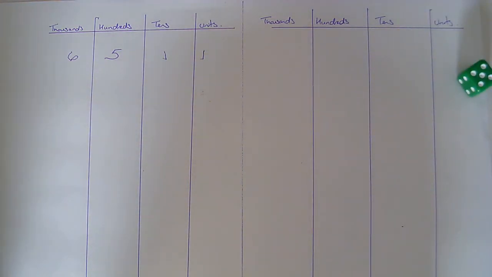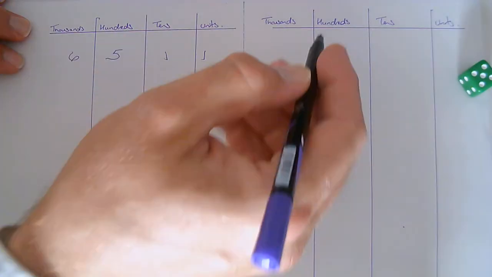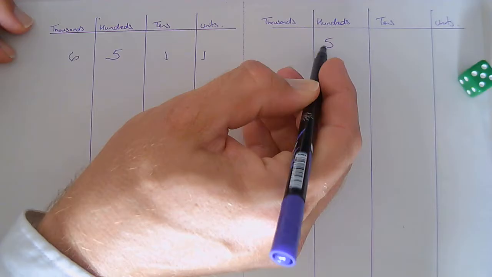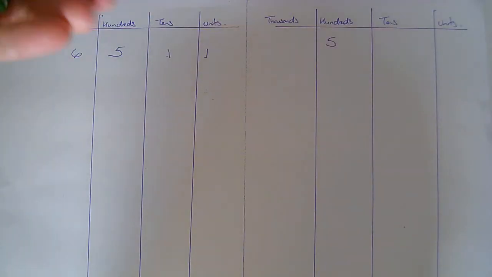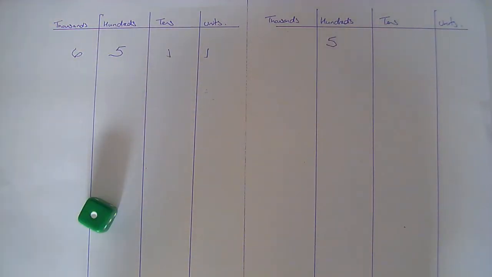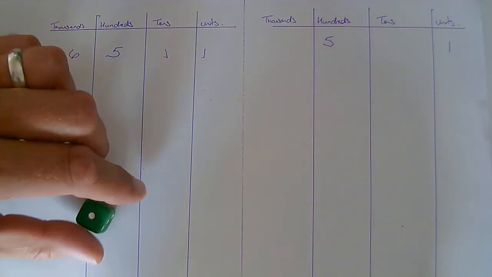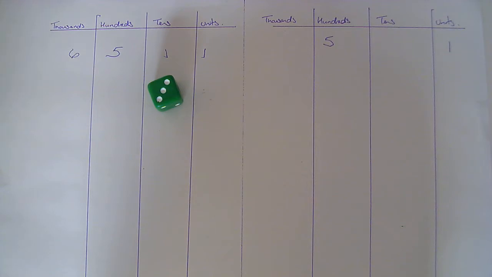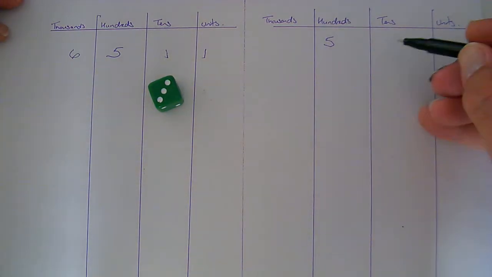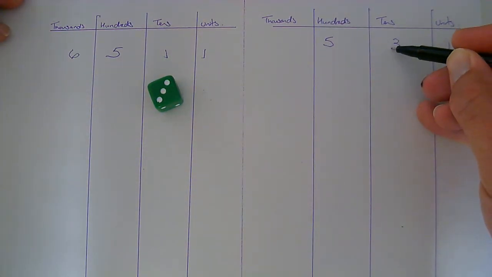Second player goes. They get a 5. They can't win with a 5, so they can put that into the hundreds, the tens, or the units column. I'm going to try the hundreds here. So obviously in this case I'm playing both players. I roll again, this time I get a 1, so I'm going to put it into the units column because it's got the least value. I get a 3, I'm going to put it into the tens column because if I get a 6, I'm going to win.